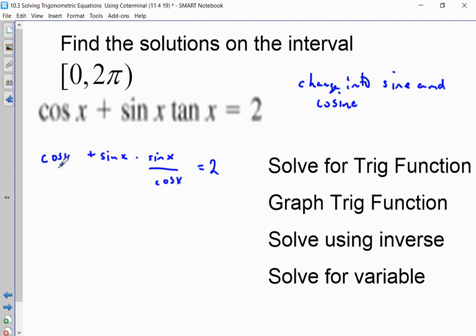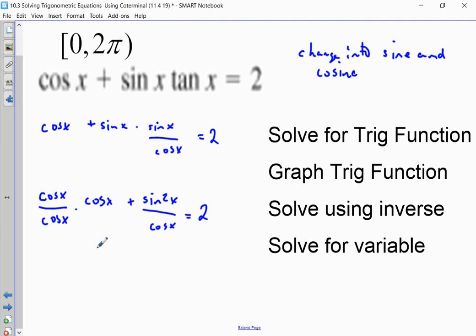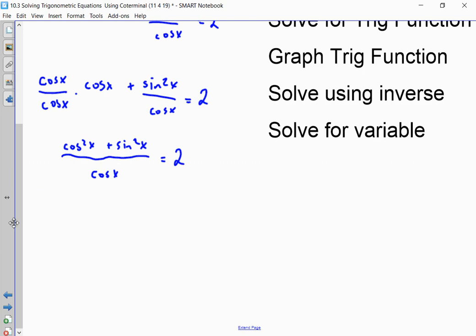Now from here, we see that we need a common denominator. So we're going to multiply top and bottom by cosine of x over cosine of x times cosine of x. This can turn into sine squared of x over cosine of x. That equals 2. From this point, we're going to now combine. So now we have cosine squared of x plus sine squared of x. Hey, that should give us a little happiness. That's a fundamental trig identity, my friends. So now we're going to use the fundamental trig identity.